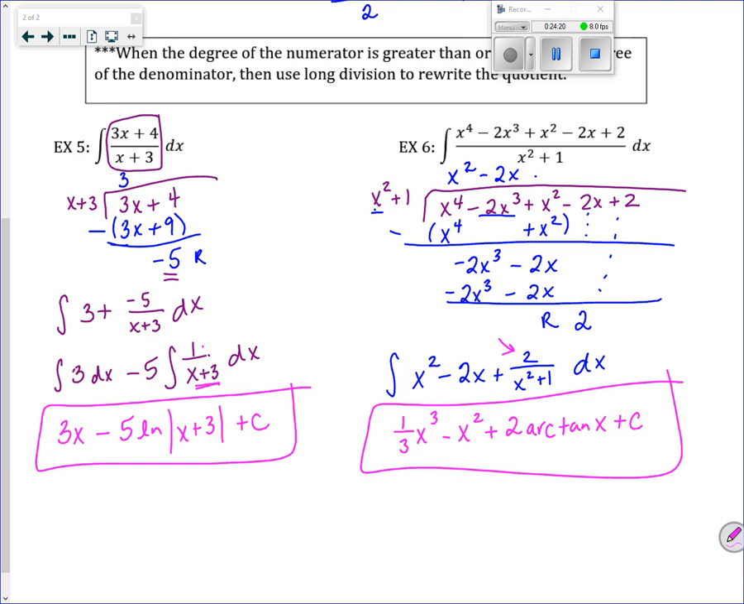So that's it for integration. It's a tough unit because there's so many different options. So hopefully you've been practicing all along, gotten faster at these things and learning what to pick for your u.